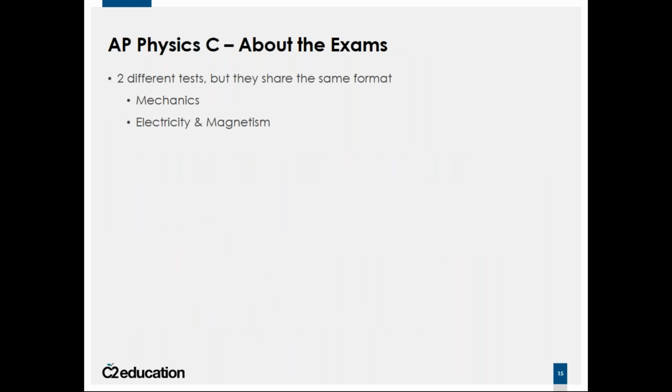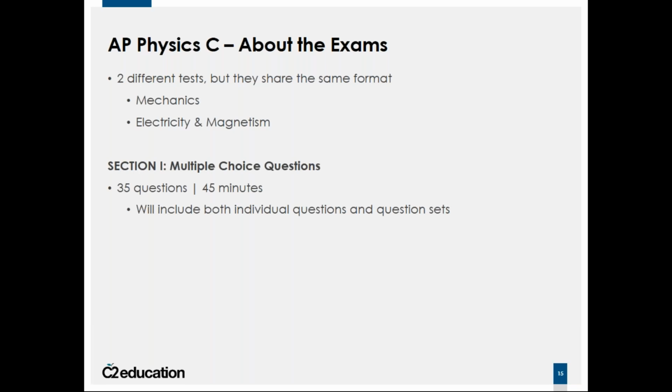So there are two tests. They usually occur back to back. There's the mechanics test, and there's electricity and magnetism, also known as the E&M test. These are combined 3 hours long, so each test is an hour and a half. Both of them contain 35 questions and 45 minutes for the multiple choice.